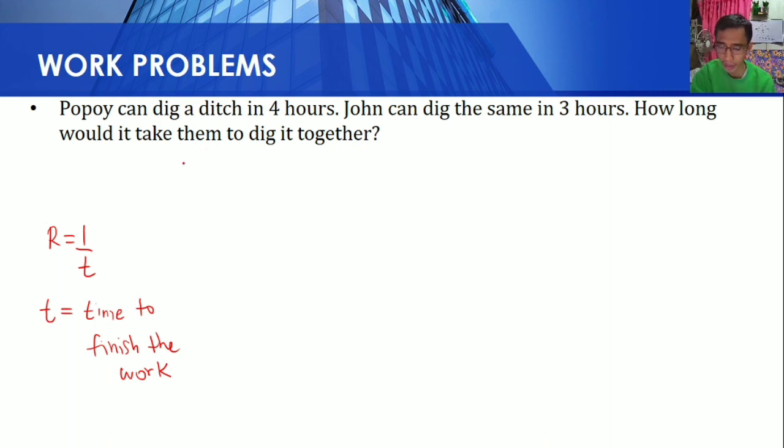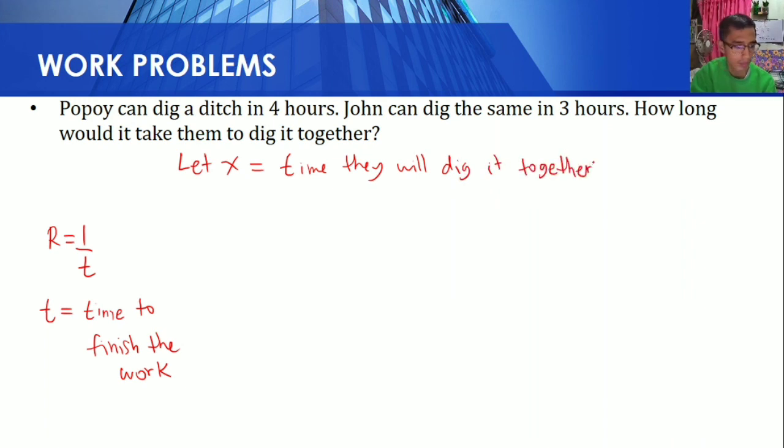Let X ulit tayo dito. Let X be the time that they will dig it together. So this will be in hours, no? Sabi niya, Popoy can dig a ditch in 4 hours. So yung rate ni Popoy, sabi natin rate is equal to 1 over T. So it will be 1 over 4.